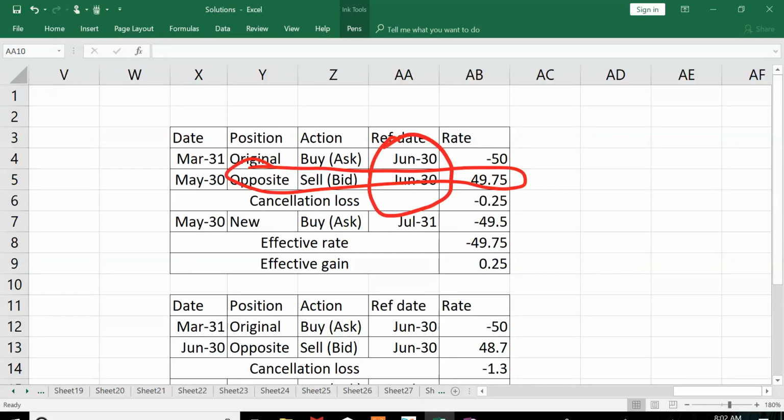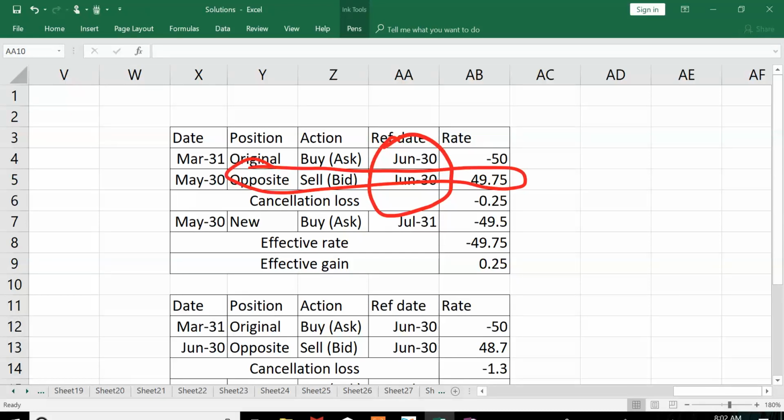But the reference date is going to be July 10, because on July 10, I cannot get the June 30 rate. On July 10, I cannot go back and say what is the June 30 rate. So on July 10, what is the July 10 rate? That is the cancellation rate. Clear?